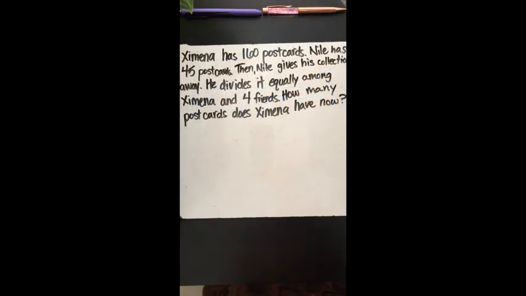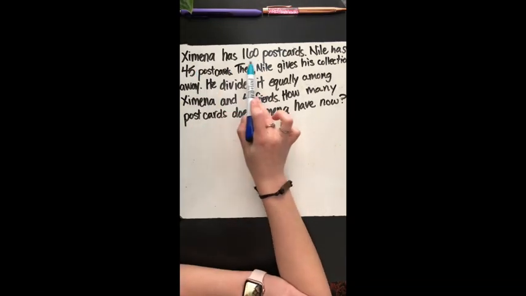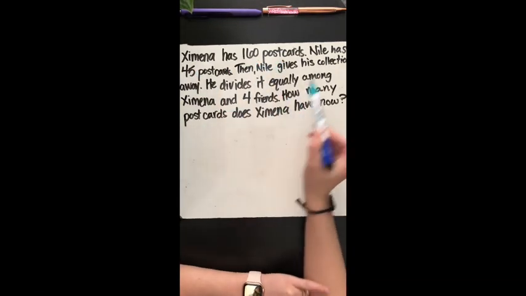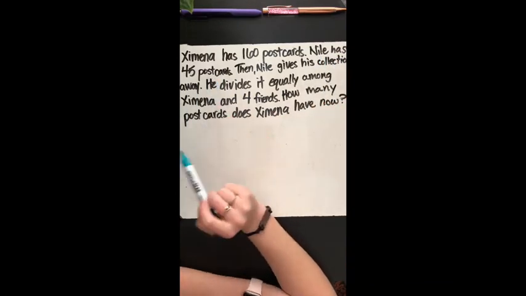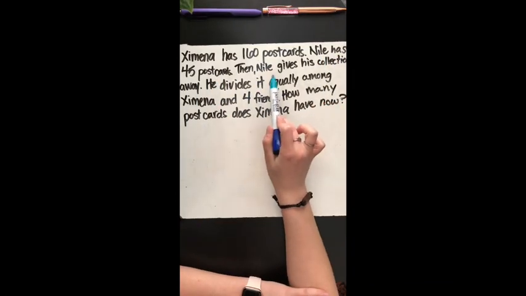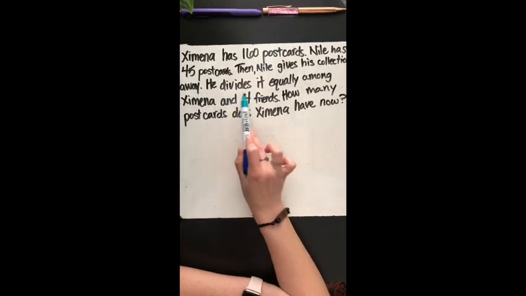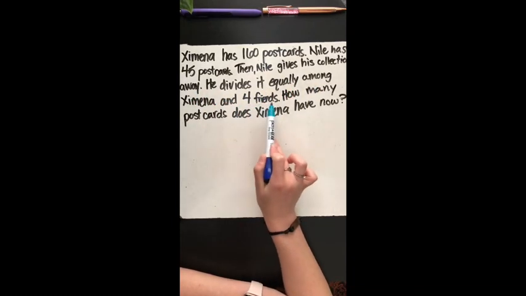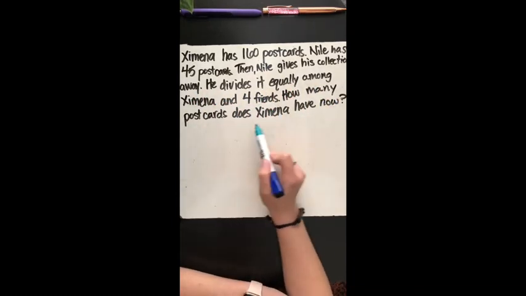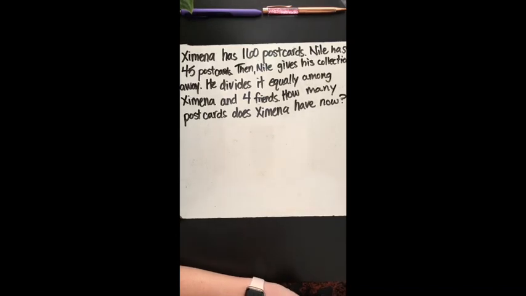Second problem coming right up. For this one, Jimena has 160 postcards. Niall has 45 postcards. Then Niall gives his collection away. He divides it equally among Jimena and 4 friends. How many postcards does Jimena have now?